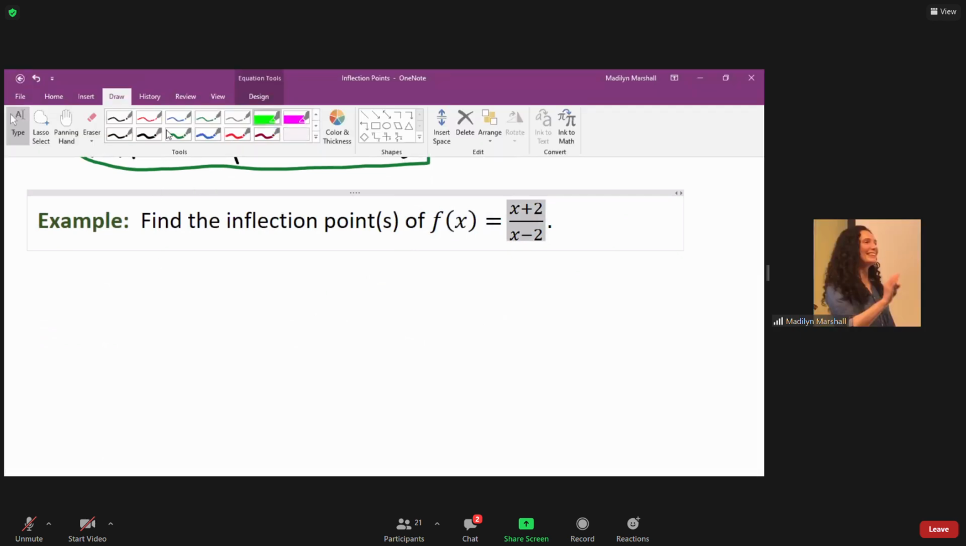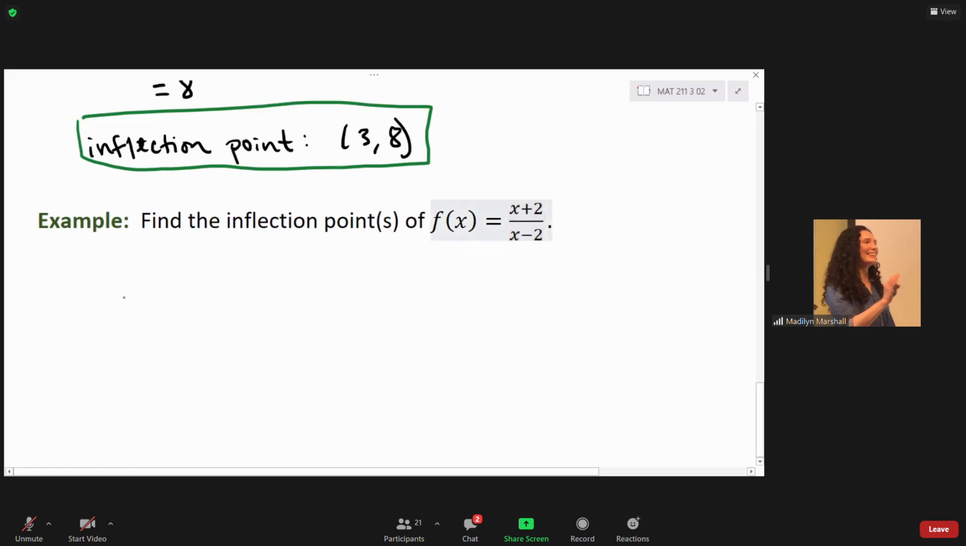So this one is going to be a little bit of practice for your test on Thursday, because when we're doing the derivative of this, we're going to need to use a few rules that are on that test. So if we want to find the inflection points of f of x equals x plus 2 over x minus 2, we need to find the second derivative, which means first finding the first derivative.